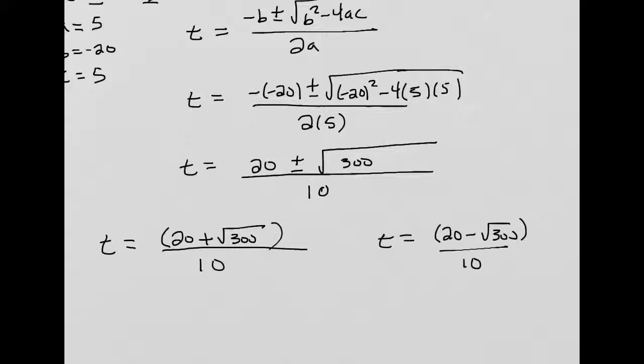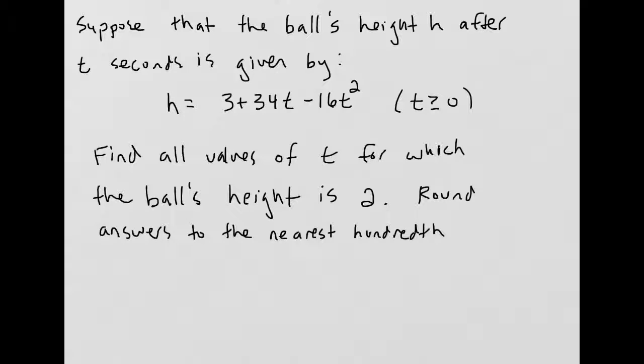So if we do that with the calculator, we end up with two answers. The first one is 3.73 if we round to the nearest hundredth. The second one is 0.27. And those are both valid solutions. Okay, so here's a second example for you to try. So pause the video and then restart after you've given it a shot.